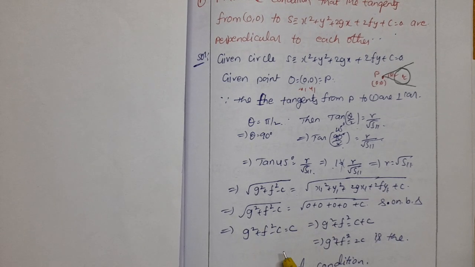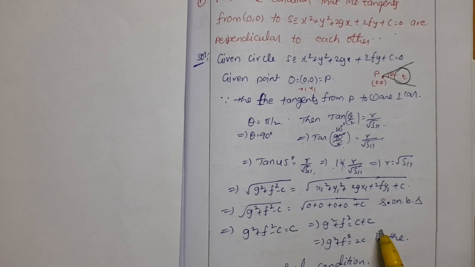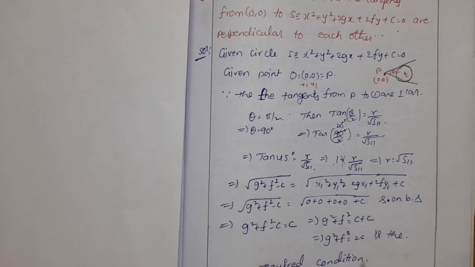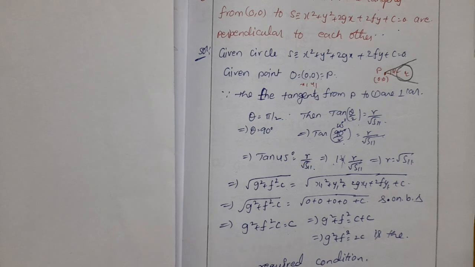Squaring on both sides, g square plus f square minus c equal to c. g square plus f square equal to c plus c. g square plus f square equal to 2c is the required condition. This is one of the important problems.